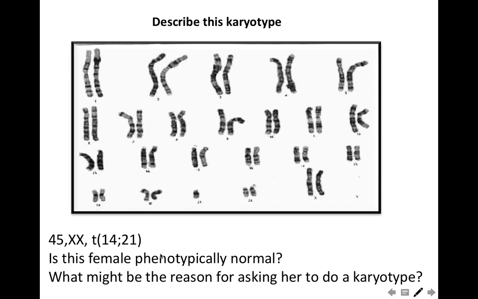Now, let's answer this question. Is this female phenotypically normal? What do you think? She has a balanced karyotype because the missing chromosome 21 here is attached to chromosome 14. Is there any genetic material lost or gained? The answer is no. So she is a carrier, just a carrier of an abnormality in her chromosomes. So she is having a normal phenotype because of a balanced karyotype.